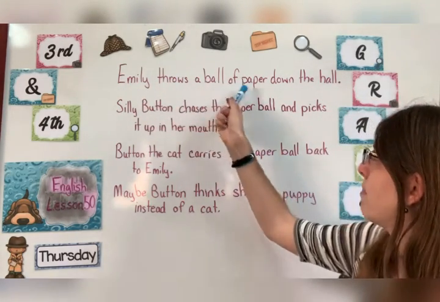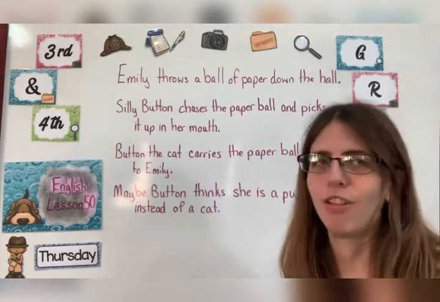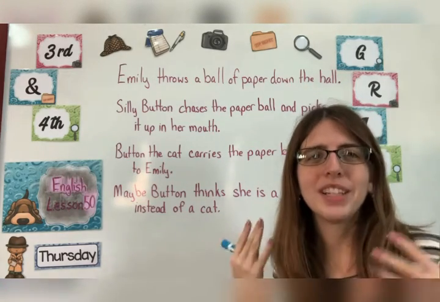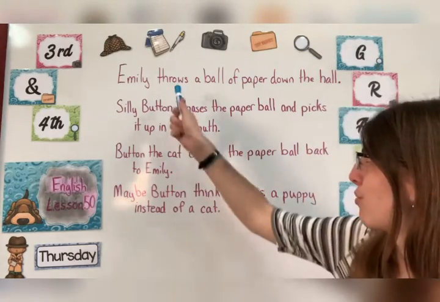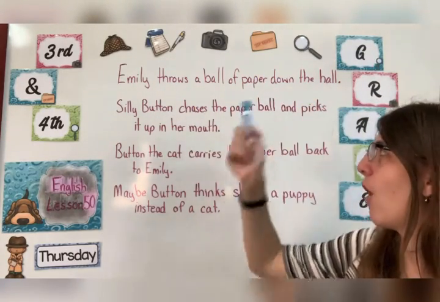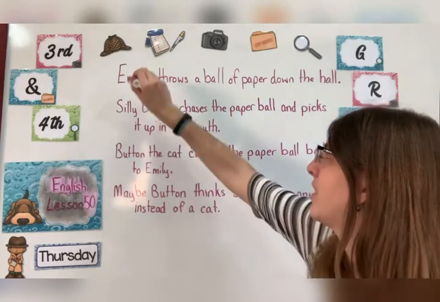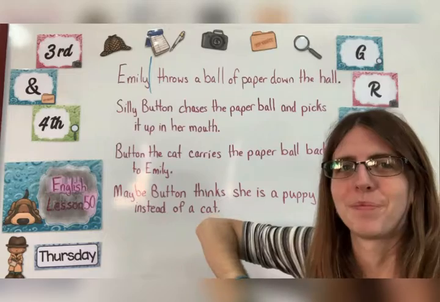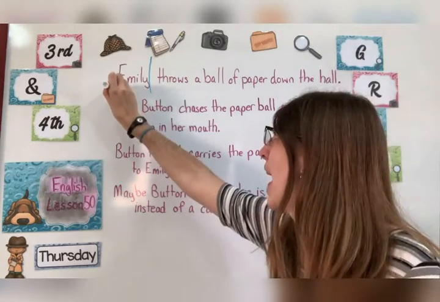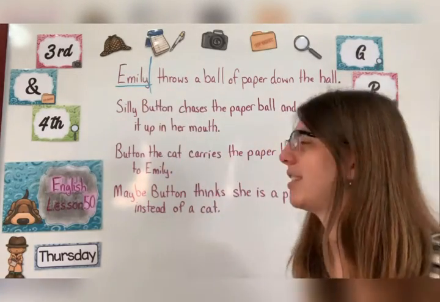Emily throws a ball of paper down the hall. What happened? What's the action? Throws a ball of paper down the hall. So we're going to split our sentence right there. Who throws the ball of paper? Emily. So Emily is the subject. Good job.